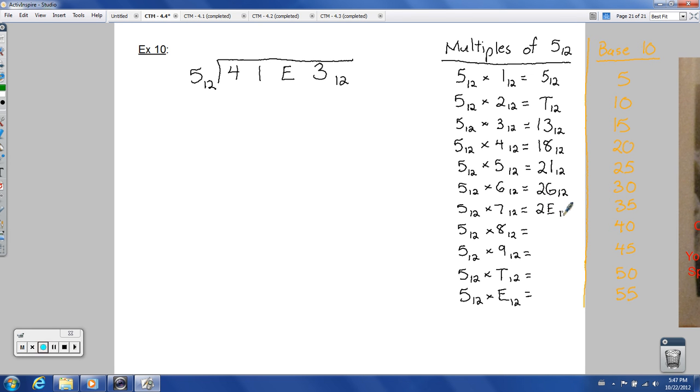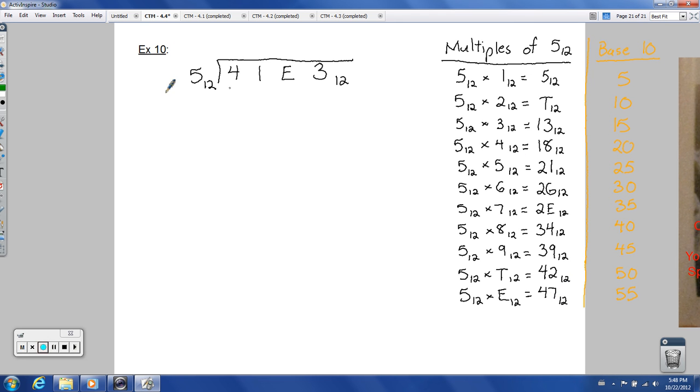2e base 12. It goes into 43 whole times with 4 left over, it's 36 plus 4. Goes into 45 3 whole times with 9 left over, 36 plus 9. Goes into 50 4 whole times with 2 left over, 48 plus 2. And it goes into 55 4 whole times with 7 left over. That is 48 plus 7 right there.